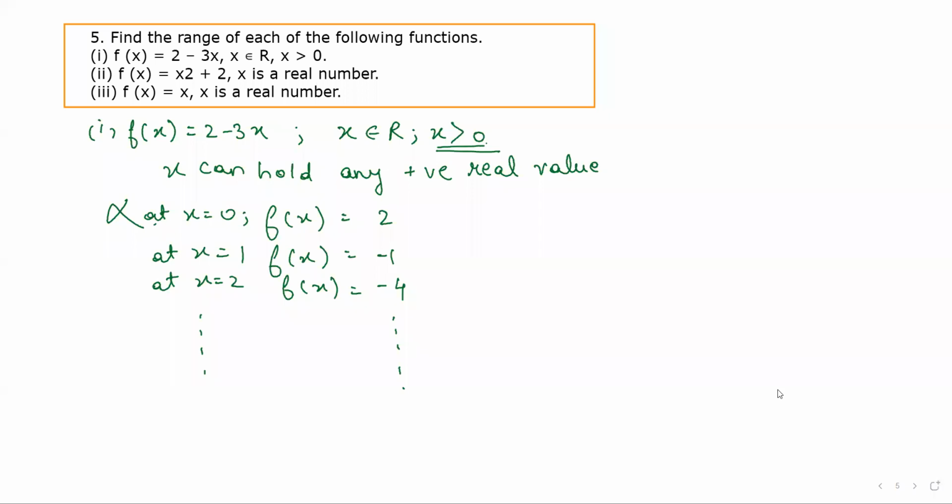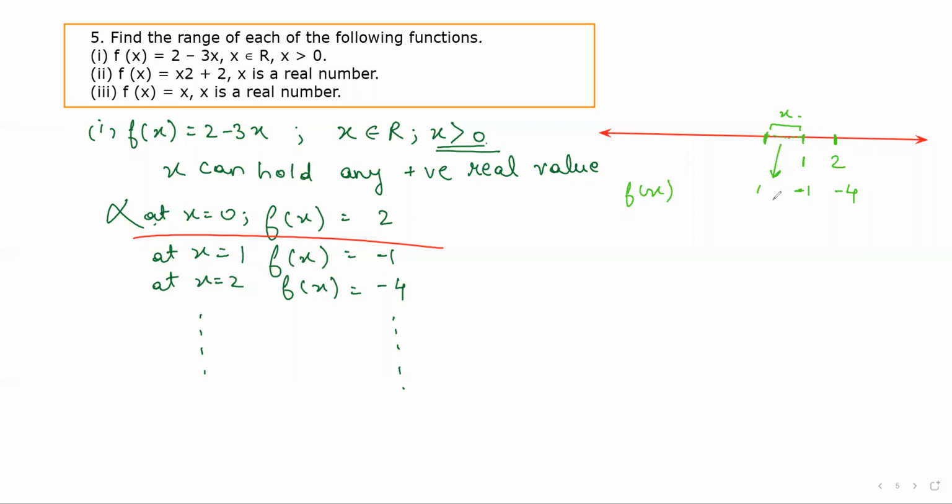Let's draw the number line for this. I considered x equals 0 just to understand what value it can get. But f of x will not be equal to 2 because the condition x equals 0 should not exist. So x cannot be 0, but x equals 1 will give you f of x as -1. At x equals 2, your f of x will be equal to -4. That means x can hold all these values which are greater than 0, and for that you will get a certain value of f of x.